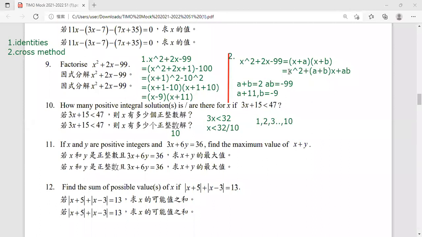Non-positive or non-negative: 0 is neither positive nor negative. Of course, if the question is asking about a non-negative number, then you have to consider 0. But if you consider something positive, then 0 will not be counted.